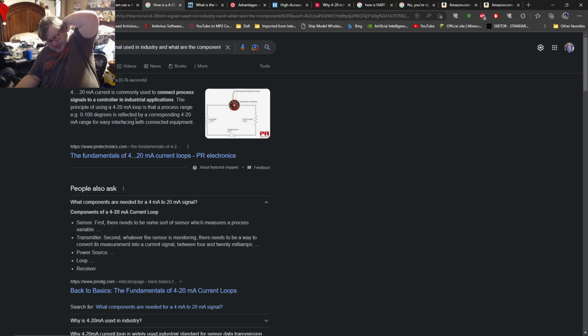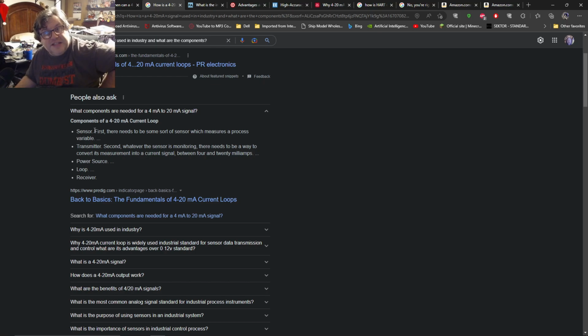And that basically means that it needs to reflect or measure up to the amount of degrees that you're using as far as measurement with your 4 to 20 milliamp loop. Because that's exactly what it basically is. It's a measurement sensor. Okay, and if you're wondering if that's right or not, here are the components needed for a 4 milliamp to 20 milliamp signal.